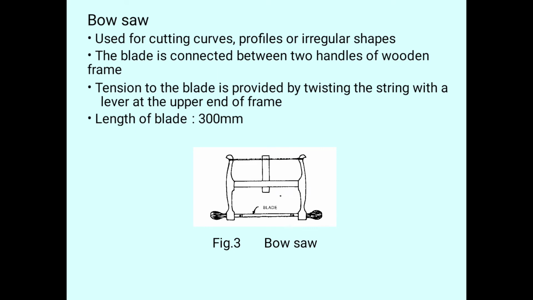Next, the length of the blade. We can observe the figure here. For this blade, the blade length is about 300 mm. And the next is the pitch of the teeth, or teeth pitch, that is 2.5 mm. This will be the pitch of the teeth, 2.5 mm.